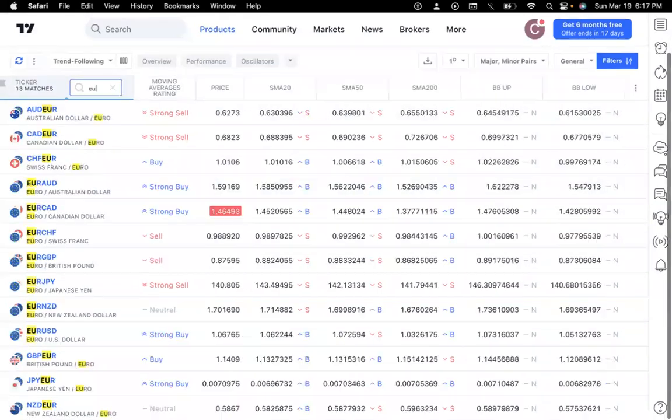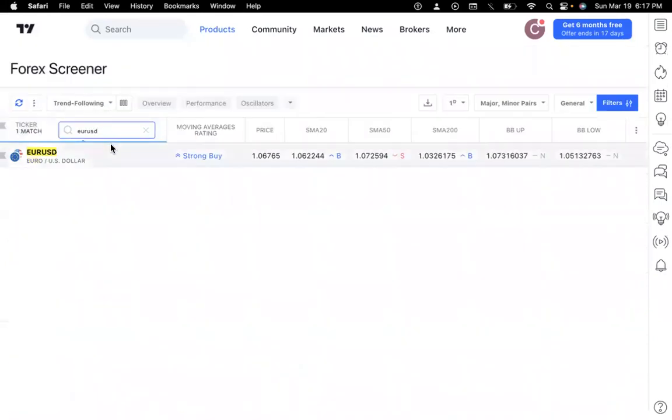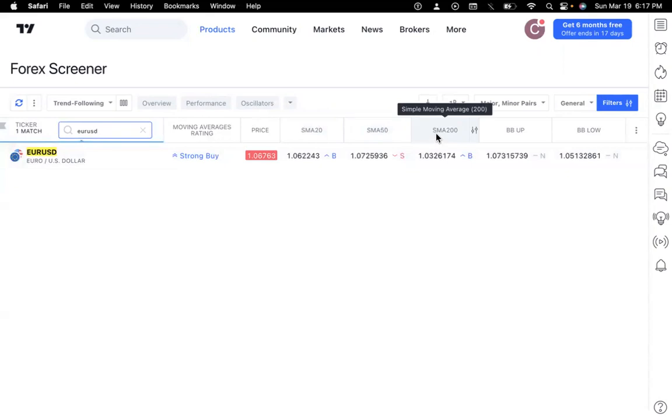So let's just say we're going to look at Euro USD, right? It'll bring Euro USD to the top of our screener. It'll be the only thing there, and it'll tell you it's a strong buy. It'll tell you where you should be buying at. It'll give you some potential ideas of where you could buy, and it'll also give you a potential place where you could sell. Now, when it says SMA 20 or SMA 200, these are literally the moving averages.